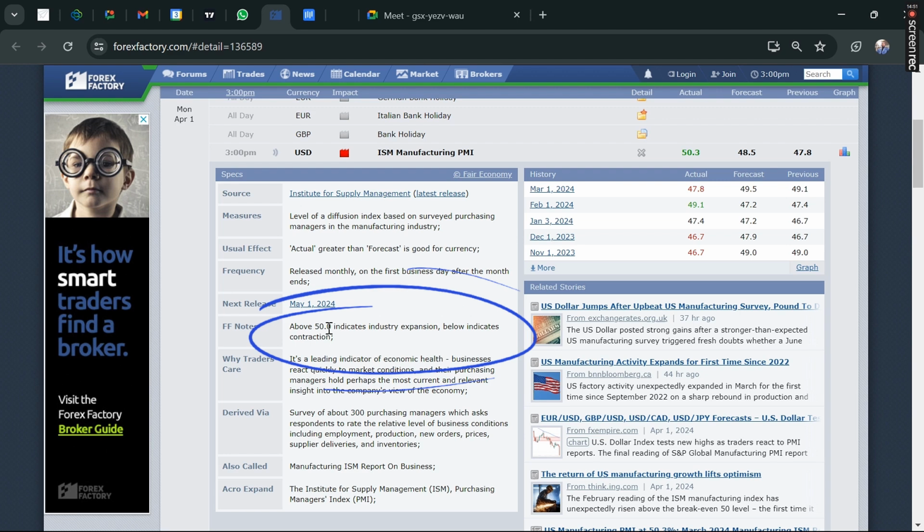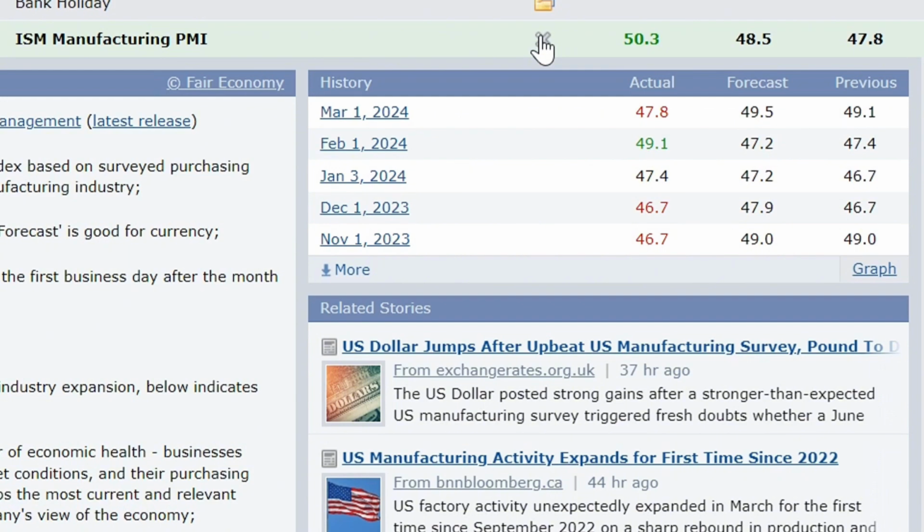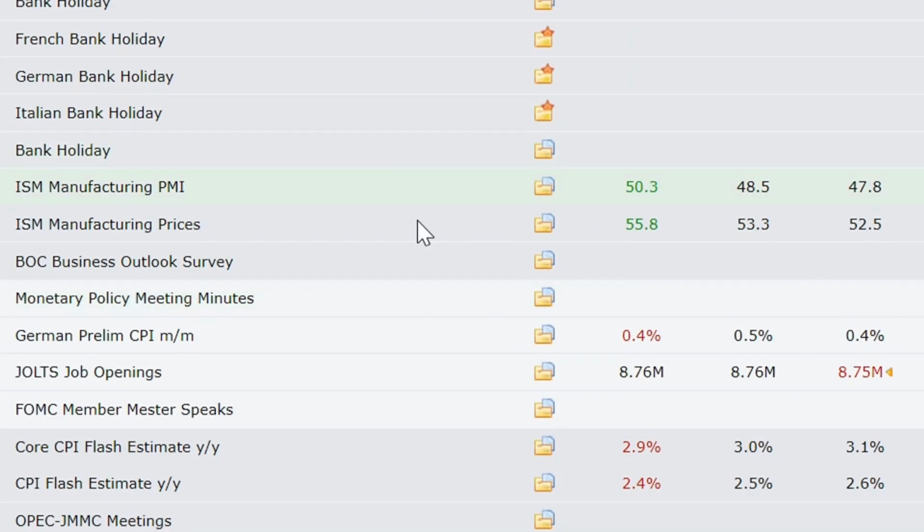And you see, above 50 indicates industry expansion, and below indicates contraction. So if you check here, this is the history of the previous releases. It has been below 50 for a very long period of time, which means that the United States, based on their manufacturing PMI, has been in contraction. So recently it went above 50. So let's quickly check that together on the chart.